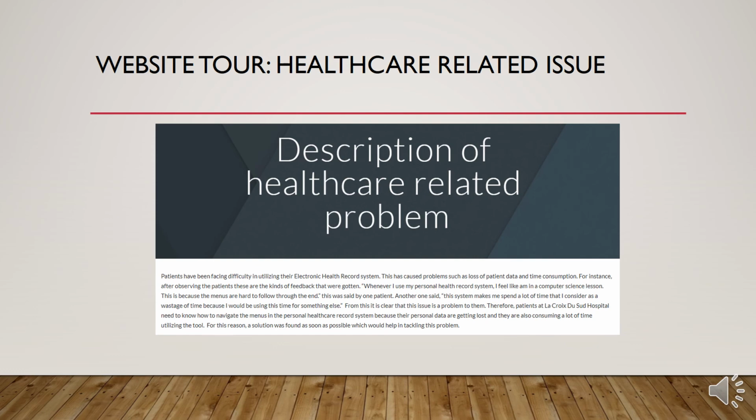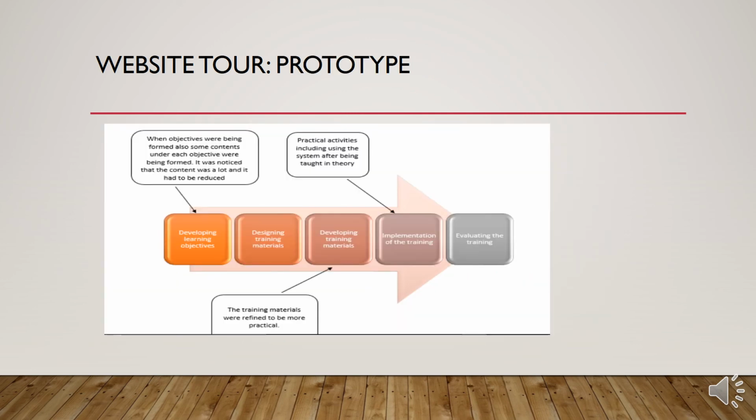The next one is healthcare related issue. For the healthcare related issue, this was supposed to explain what they were facing and how it can be solved. This is why I mentioned the problem that they were facing. After brainstorming all the solutions, I came up with a prototype. The prototype was supposed to be used by the end users so that you can get feedback, or know that the solution had worked. So this prototype was used to do that.